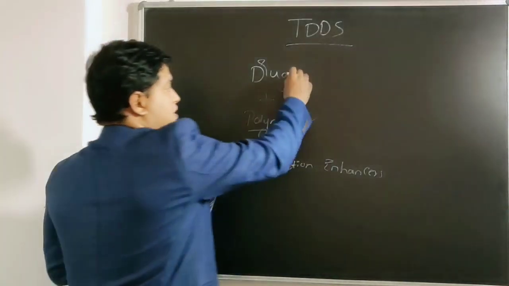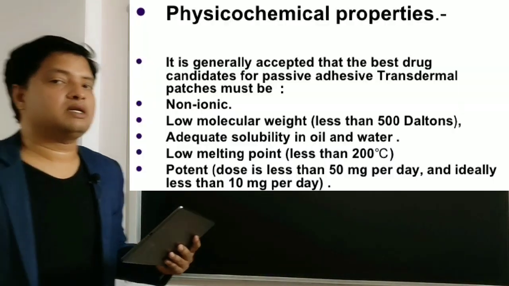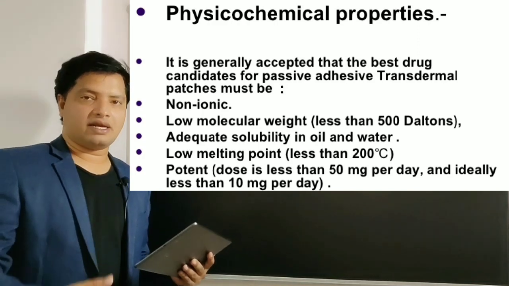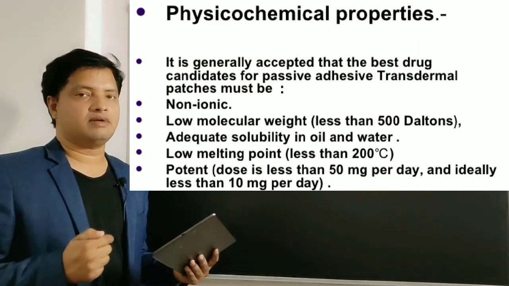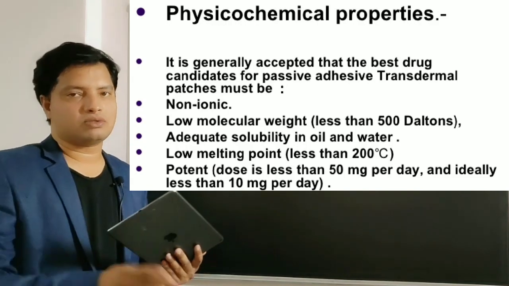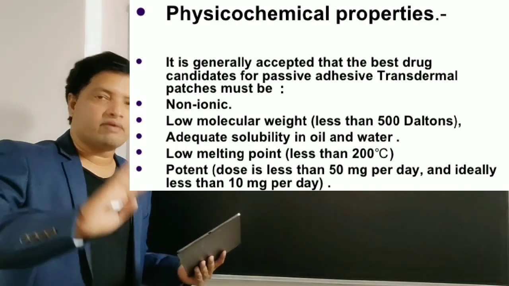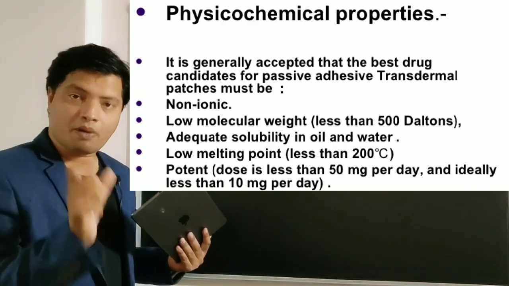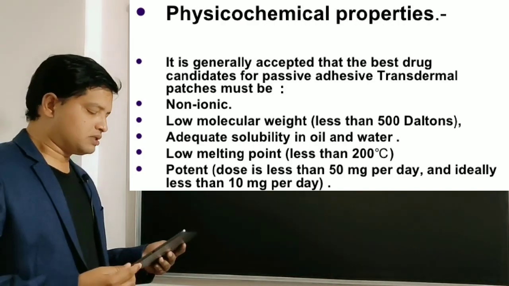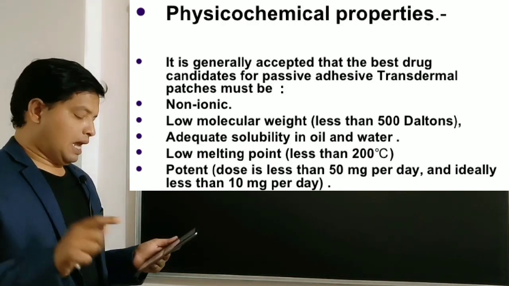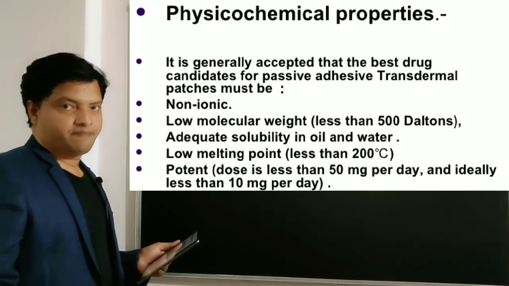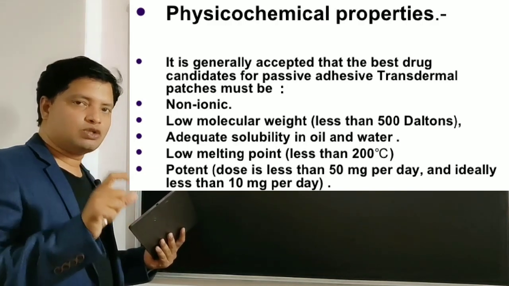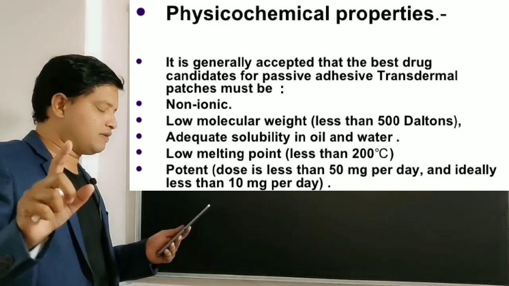Now we will see what are the properties of the drugs to be used in a transdermal drug delivery system. What properties should the drug contain to be a candidate for a transdermal drug delivery system? We can't use all drugs to be passed through the skin, or incorporate whatever drug is available in the market into the transdermal drug delivery system. The drug should have some properties. So we try to see what those properties are. We are going to see the physicochemical and biological properties that the drug should have to be incorporated into a transdermal drug delivery system.